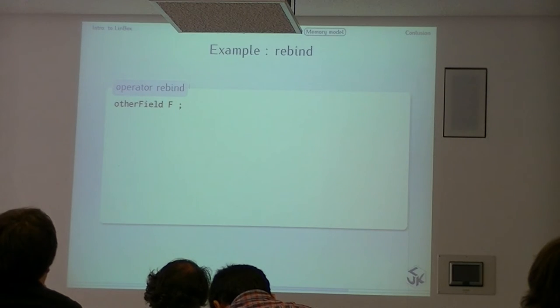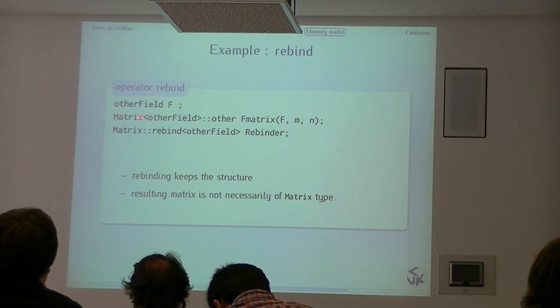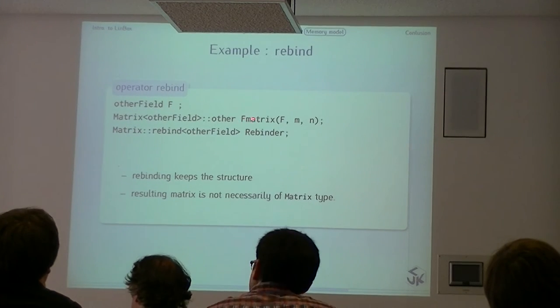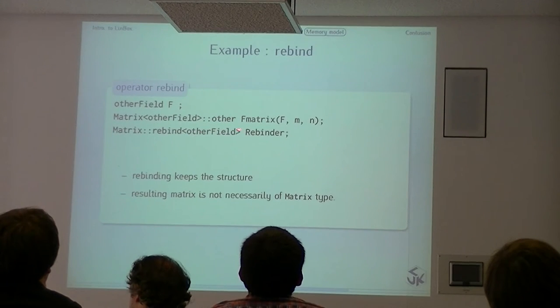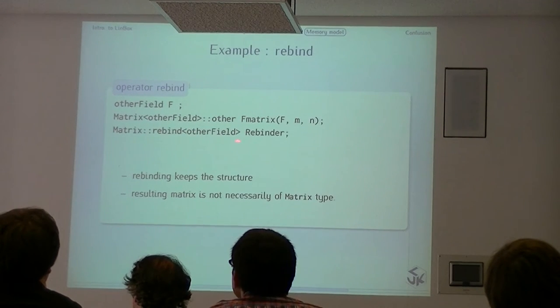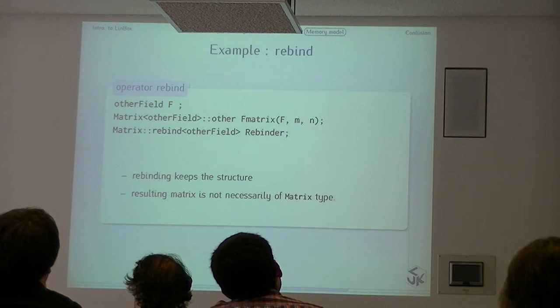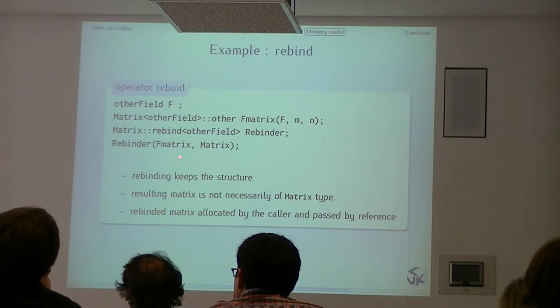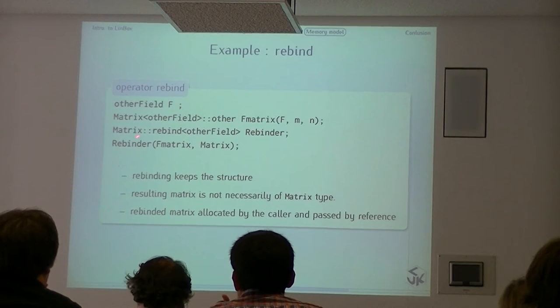This is how we use it. Take a field, build a matrix, another matrix. The compiler will find what the type of this owner matrix is. Create a rebounder. And the rebounder will create the new matrix. We are happy because here we keep the structure.